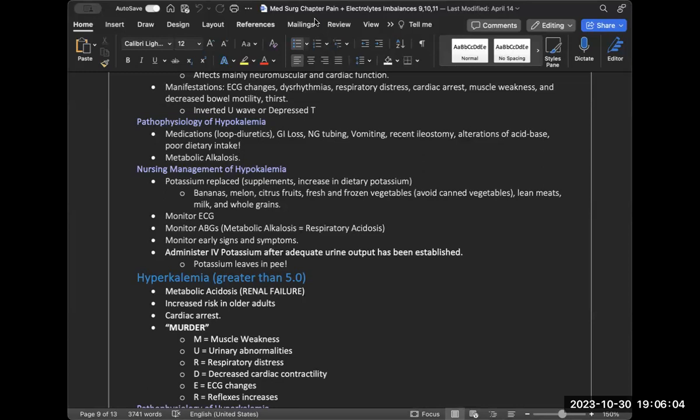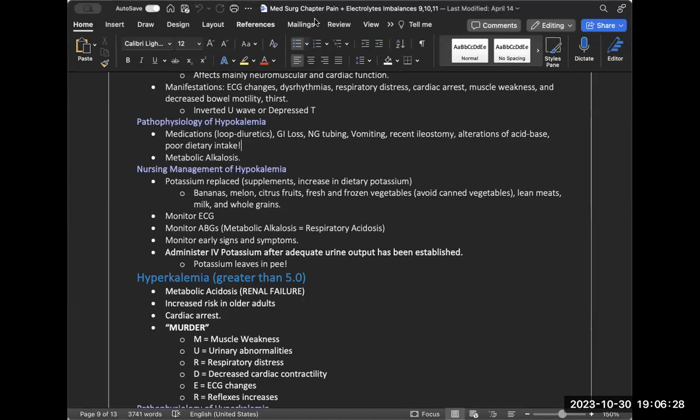Okay. Now, something else is we want to monitor those ABGs. Hypokalemia can be a result of metabolic alkalosis, which is another way of saying NG tube suctioning, throwing up, nausea, and vomiting. Okay. So we really, really want to watch out for that.